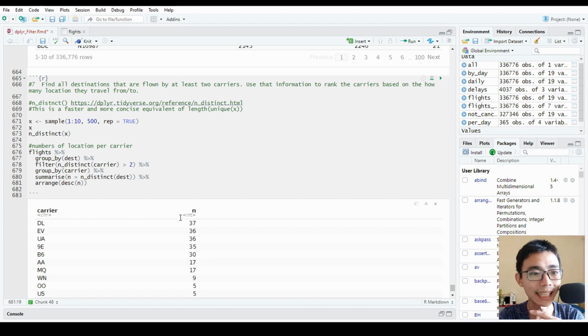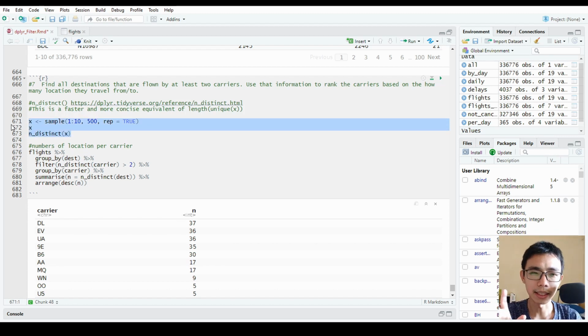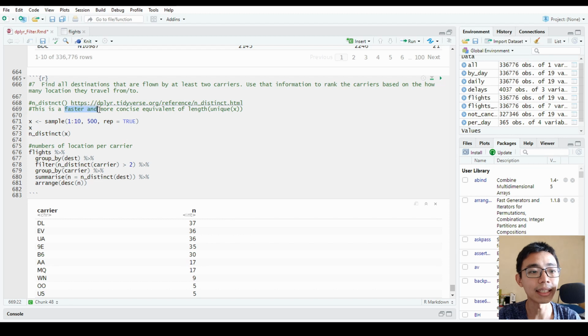So find all destinations that are flown by at least 2 carriers and use that information to rank carriers based on how many locations they travel to from. Okay, so here the first thing we need to introduce is a new function called n_distinct. It's a faster and more concise equivalent to length(unique(x)).